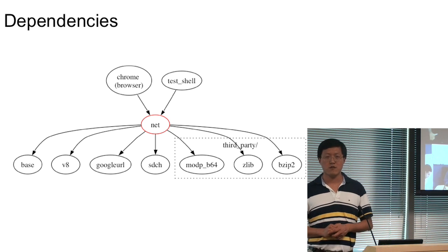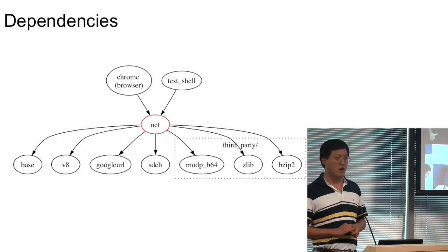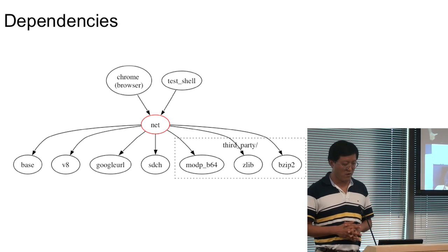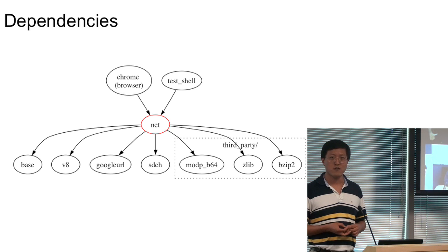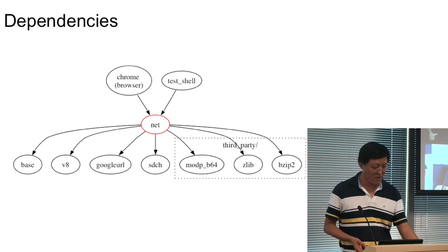Most of the code is cross-platform. We hide platform dependency in a small number of files. So if you need to port the network stack to a new platform, you just need to provide the OS bindings for TCP sockets, SSL sockets, getting the system proxy settings, or how to access the system certificate store. That's it.